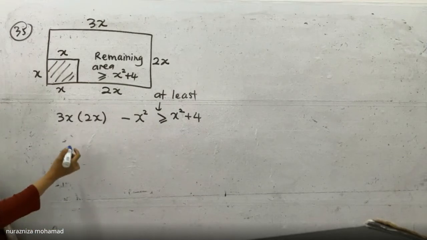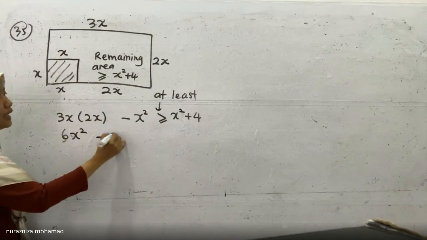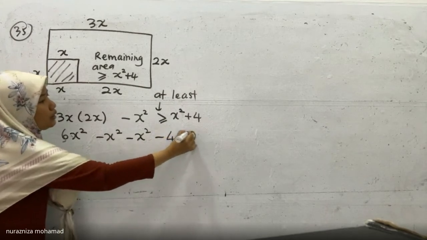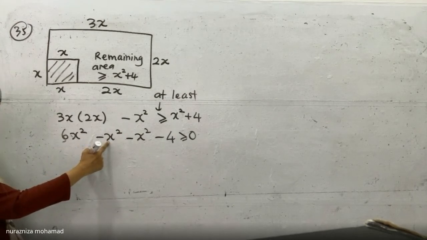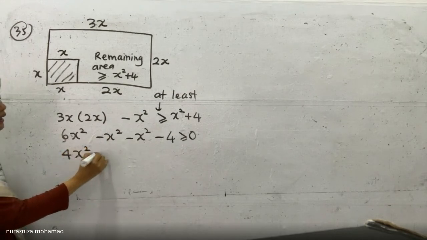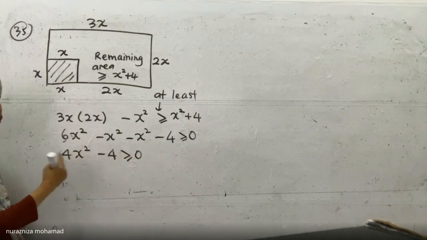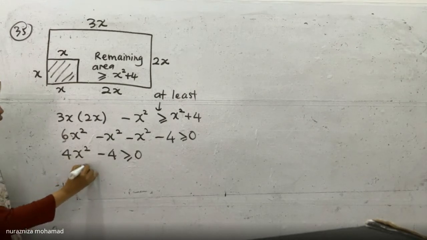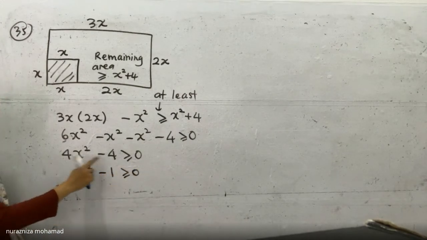Okay, so now we just solve these inequalities. 3x times 2x, you get 6x squared minus x squared minus x squared minus 4 is greater or equal to 0. So 6 minus x squared, you get 5x squared. 5x squared minus x squared, it will be 4x squared minus 4 is greater or equal to 0. So now you have 4 here, so you can simplify the equation. So all divide by 4, this one will be x squared minus 1 is greater or equal to 0. Okay, I divide by 4.